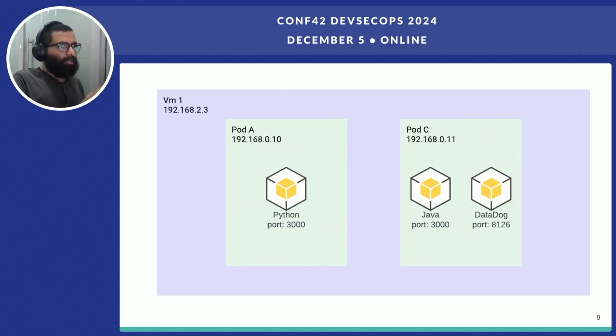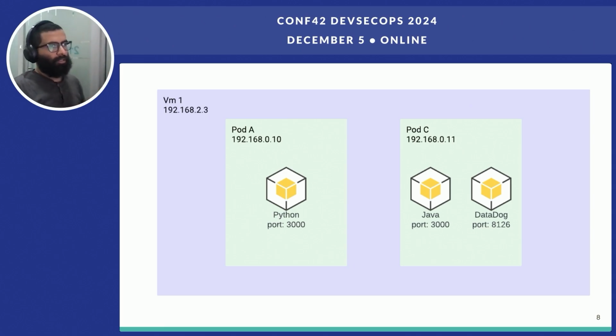So each pod is assigned a unique IP address, allowing them to communicate directly with each other without requiring any translations, right? So for instance, if pod A wants to send data to pod C, it can do so by addressing pod C's unique IP address, 192.168.0.11.